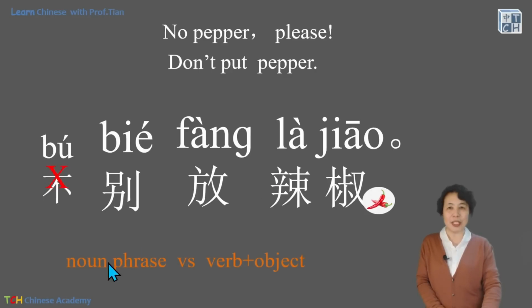Look at this. Now look at this. The English is a noun phrase, no pepper. And the Chinese is 别放. So that is a verb. And 辣椒 is the object. So the Chinese pattern is a verb-object pattern. You will find that oftentimes in English you use a noun phrase, and in Chinese we use a verb and object pattern.